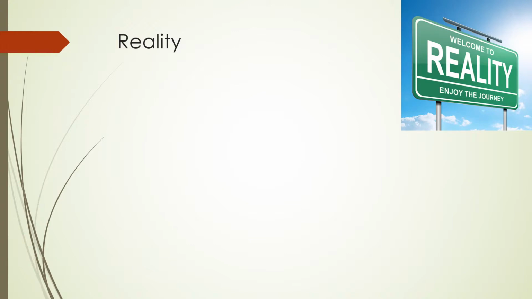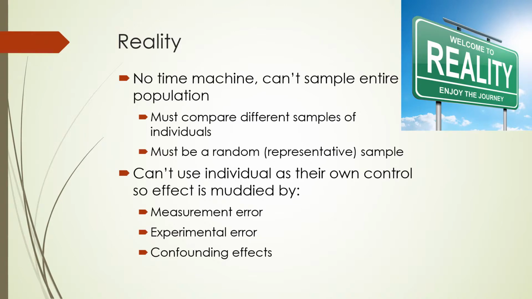So that brings us to reality. We don't have a God that can help us with this experiment, which is where we all start. And so we don't have a time machine. We can't sample the entire population. So we're going to have to compare different samples of individuals from that population, some of which get 0, 100, 1,000, whatever our different treatments are of vitamin C.